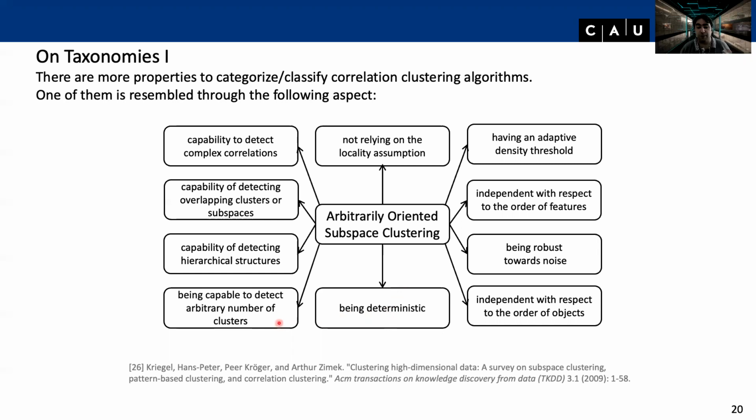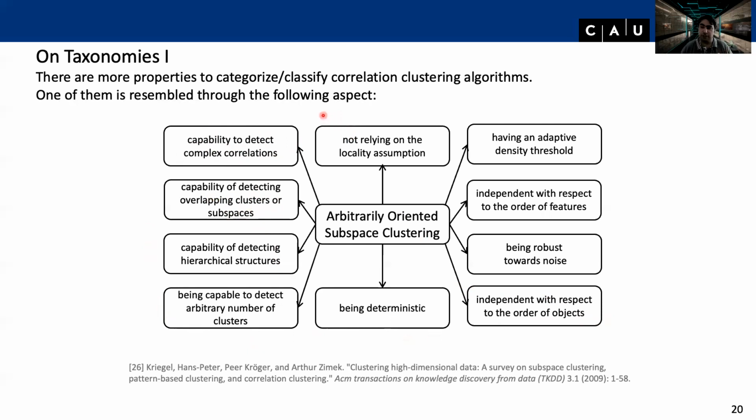Is it capable of detecting an arbitrary number of clusters? So can I say, okay, find me 5 clusters, find me 10, or can't I control that? Is it capable of detecting hierarchical structures? So detecting like a line in a plane in a cube, and so on and so forth. Has it the capability of detecting overlapping clusters or subspaces? And does it have the capability to detect complex correlations? So all these different features, or all these different aspects, is what they consider as important, as something to follow and to categorize with.